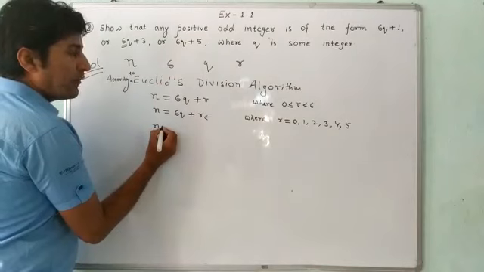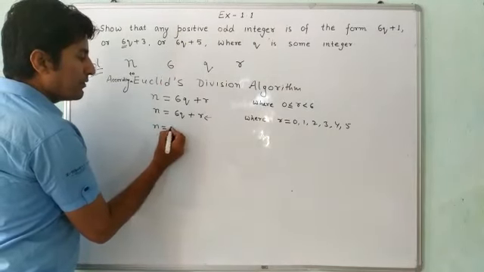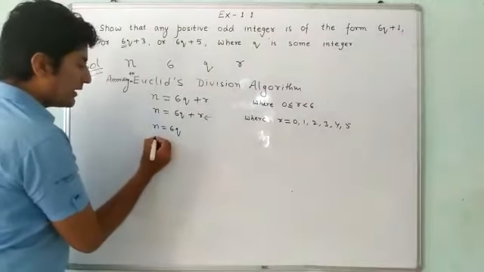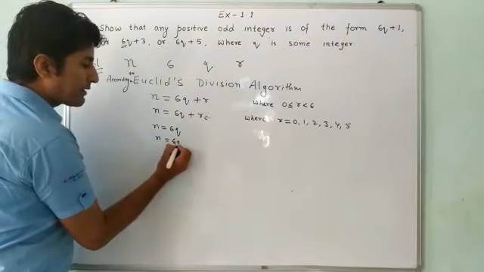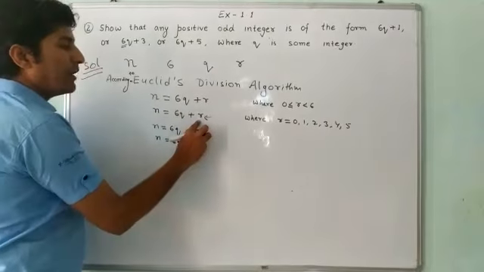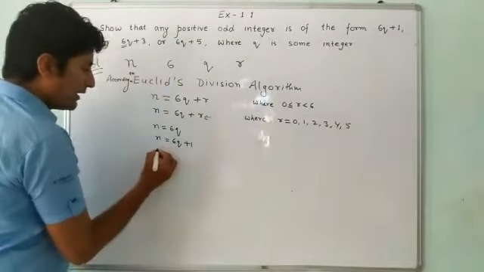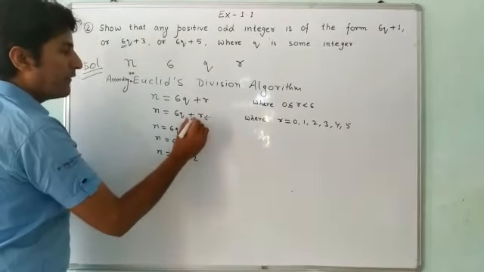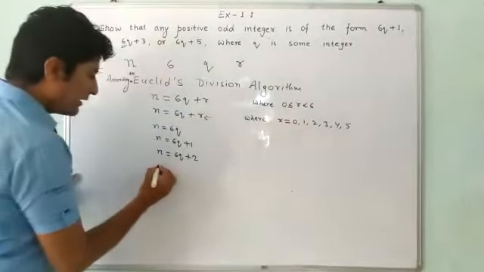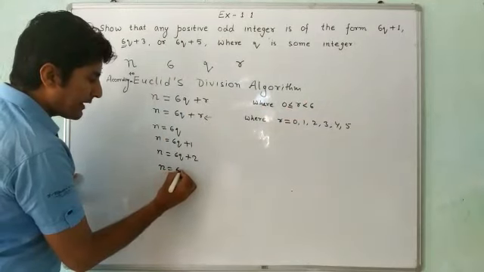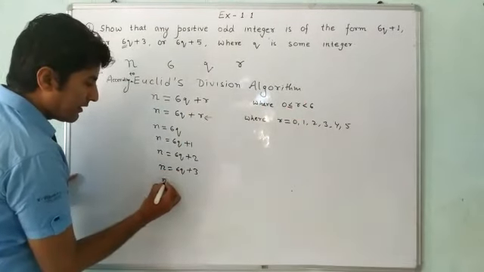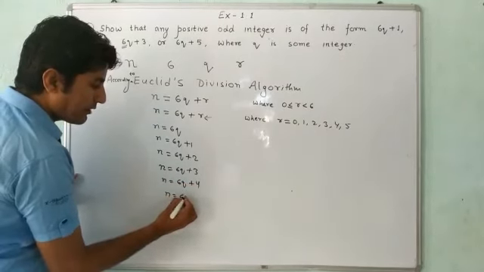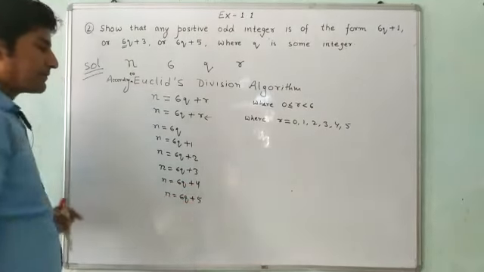When we put r equals 0, then n equals 6q. When we put r equals 1, then n equals 6q plus 1. When we put r equals 2, then the equation will be 6q plus 2. When we put r equals 3, then the equation will be 6q plus 3. Next one, 6q plus 4, then 6q plus 5.